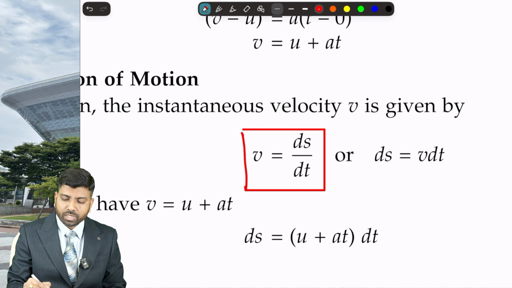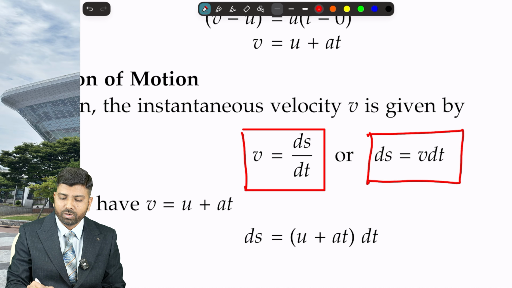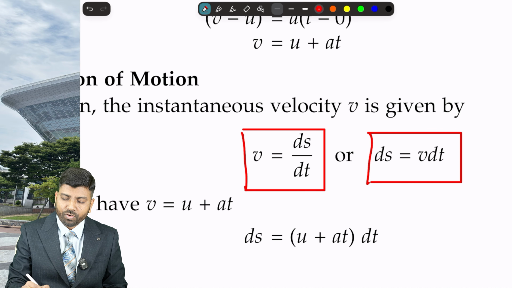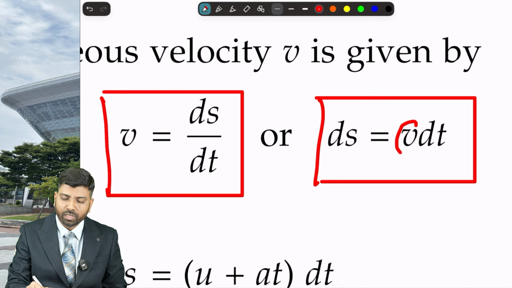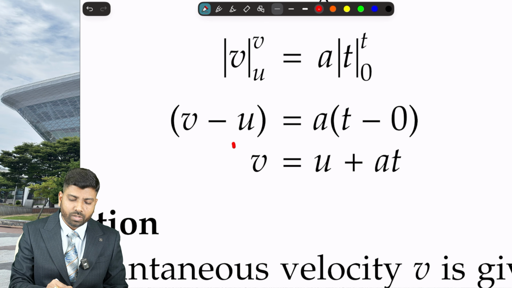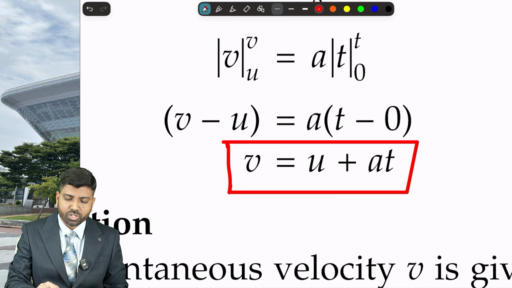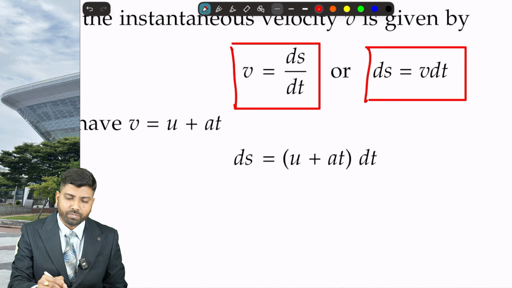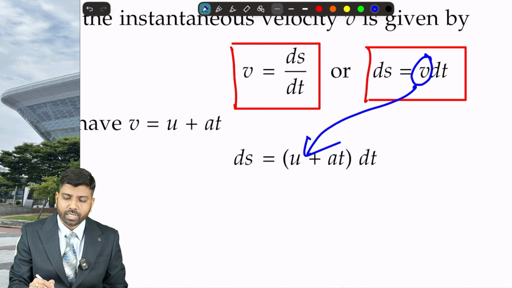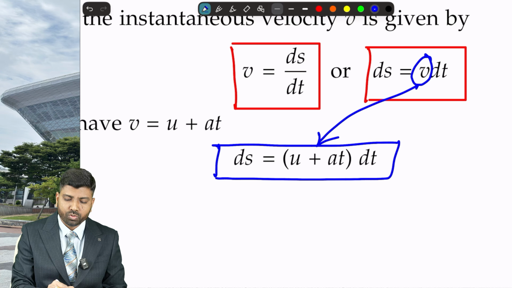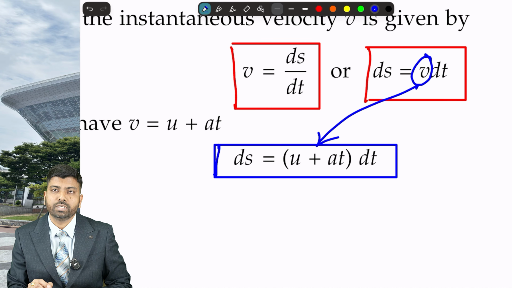So in this equation, can I write in this form ds equal to v dt? Yes, we can write in this form. For v, we know from Newton's first equation of motion that v is equal to u plus at. If I substitute this value in place of v, then ds is equal to u plus at dt, right?